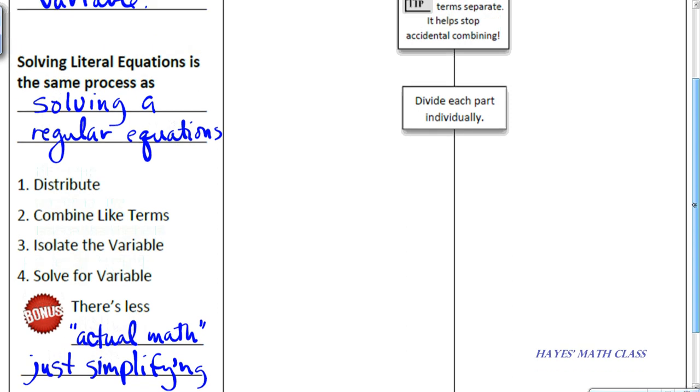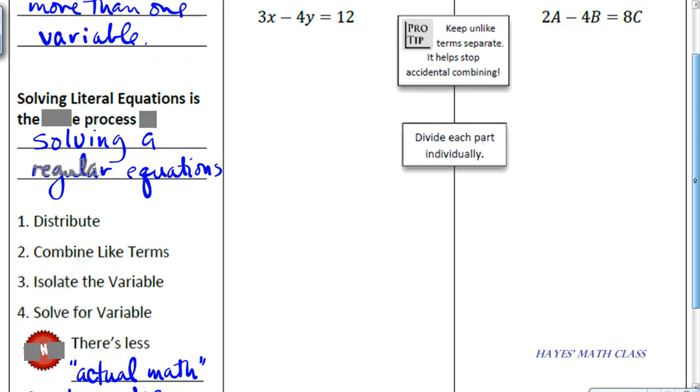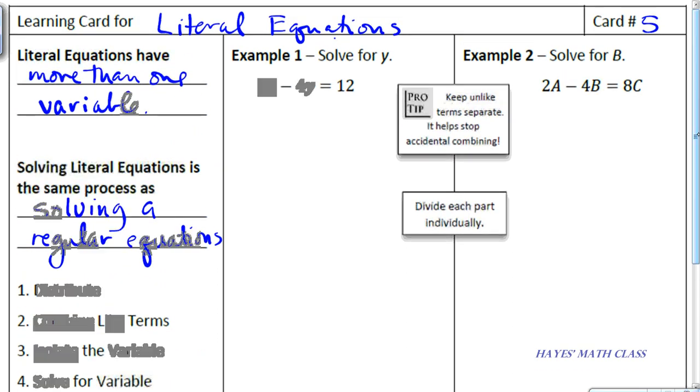So let's go through these 2 examples here. Again, obviously, pause whenever you need to if I'm going too fast. Now, when you're doing some of this stuff, I've got this pro tip written down here. Keep unlike terms separate. It helps with the accidental combining.